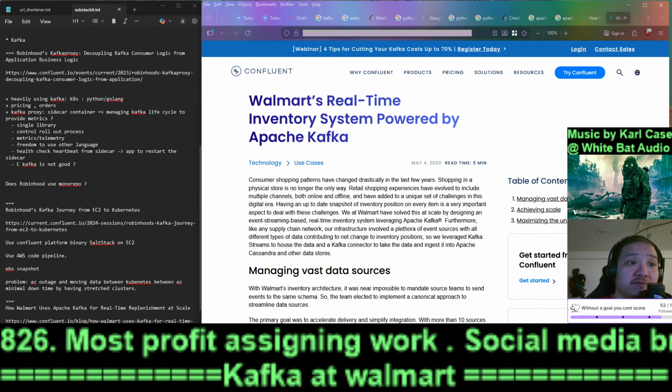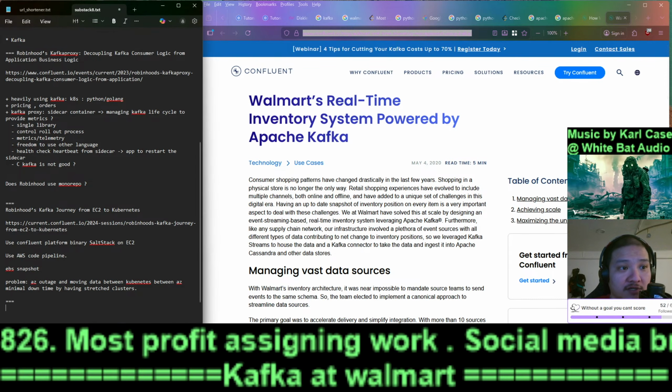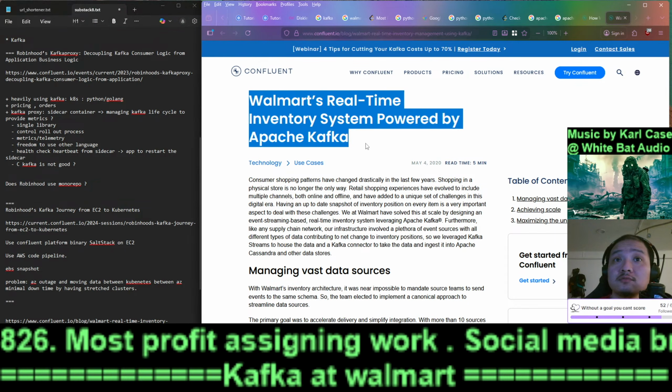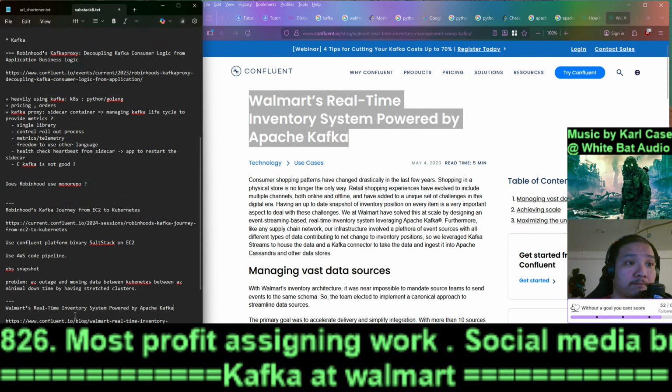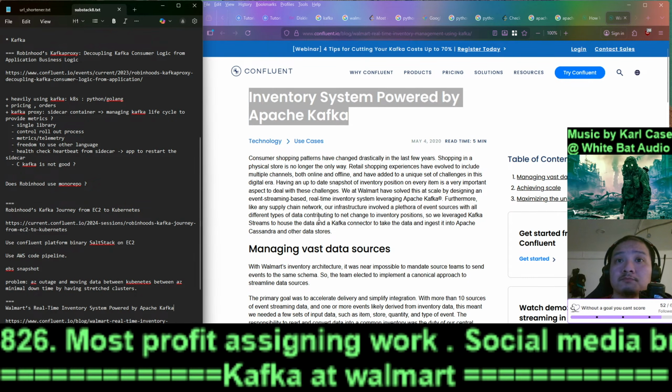Real-time inventory system. Hold on. Before we can read this, we have to read Walmart. Too many messages, guys. Real-time inventory system.